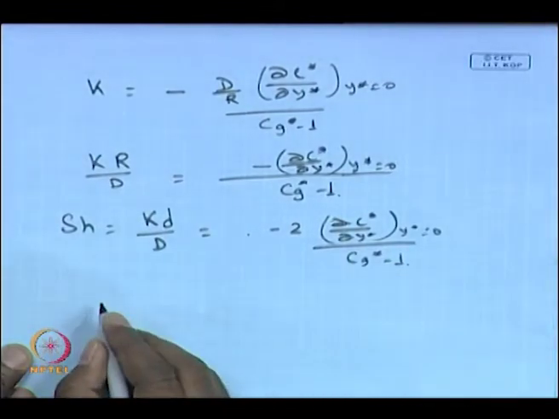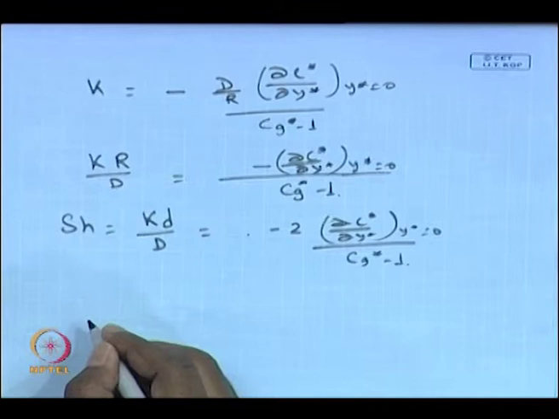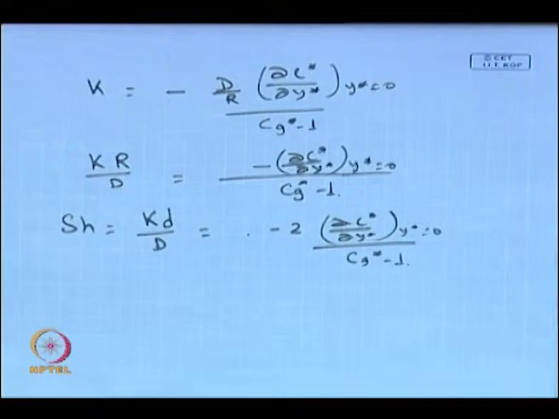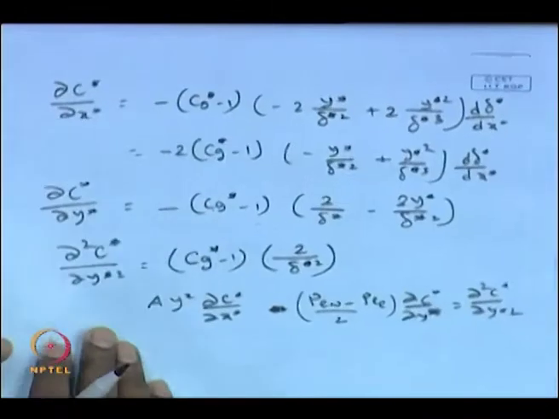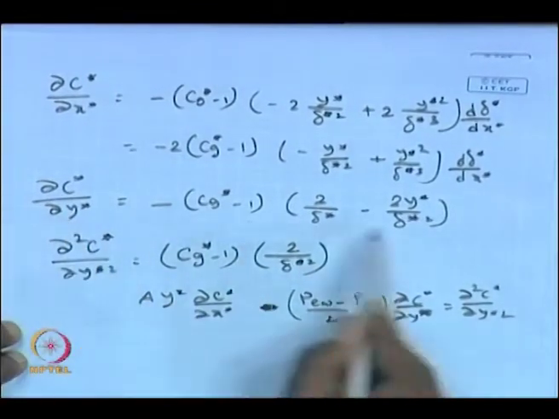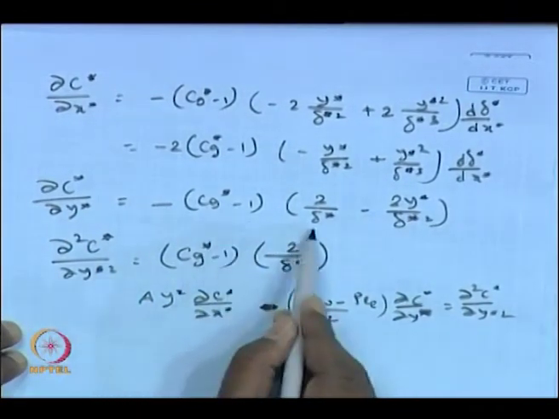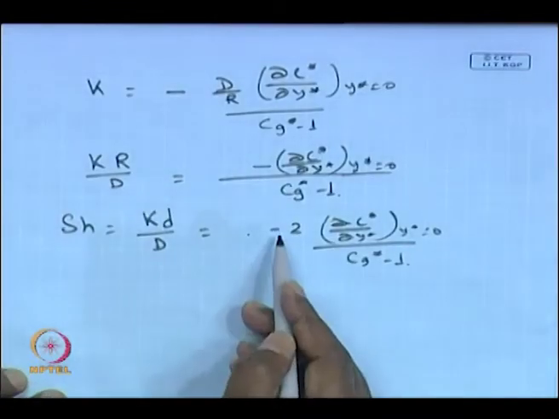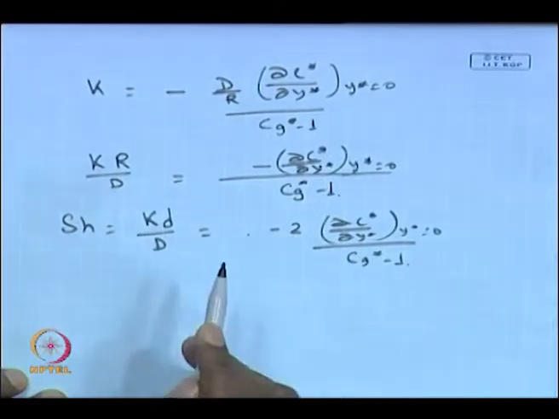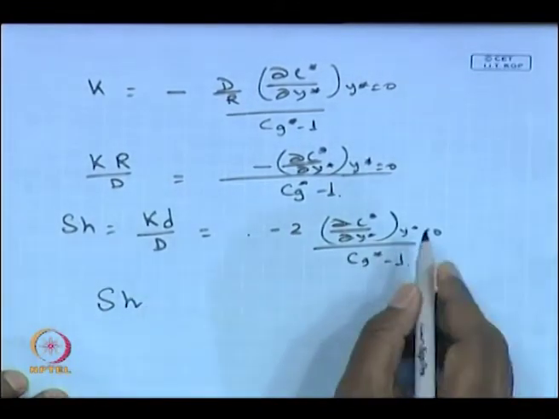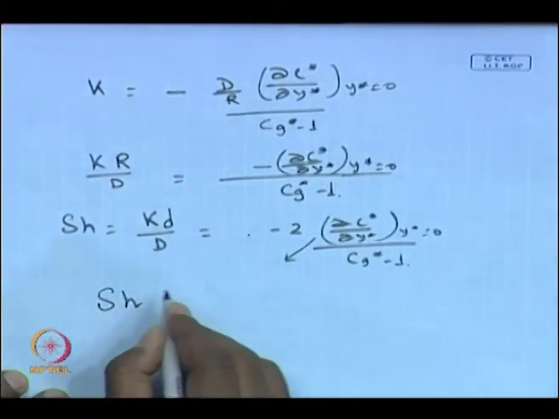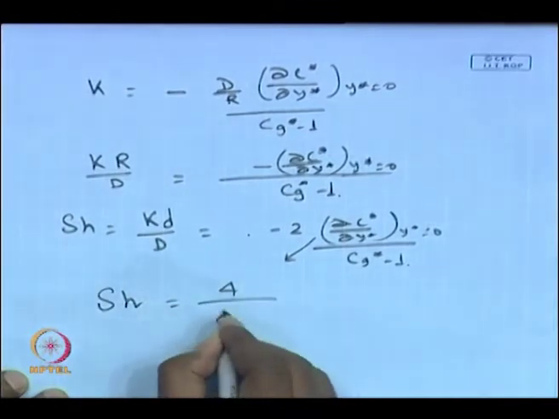Okay. So, if you put the expression of del C star del y star at y star equal to 0, I think we have already done that earlier. Del C star del y star at y star is equal to 0, you will be getting 2 by delta star multiplied by Cg star minus 1 with a negative sign. So, in the definition of Sherwood number, this negative will be positive and the 2 will be coming, so it will be 4. So, if you substitute that derivative here, the Cg star minus 1 will be cancelled from the numerator and denominator, and you will be getting Sherwood as equal to 4 by delta star.